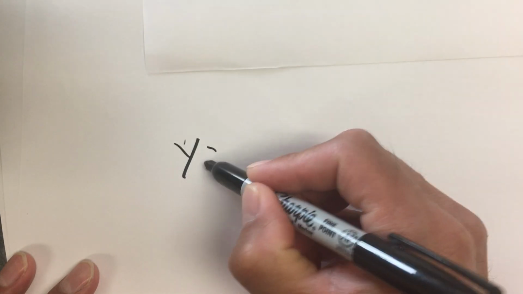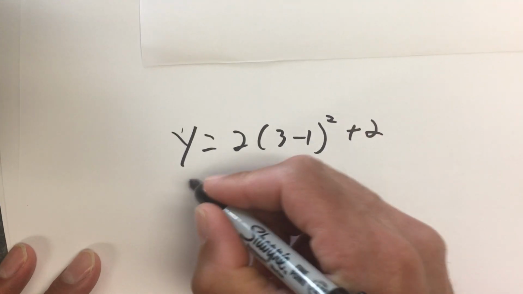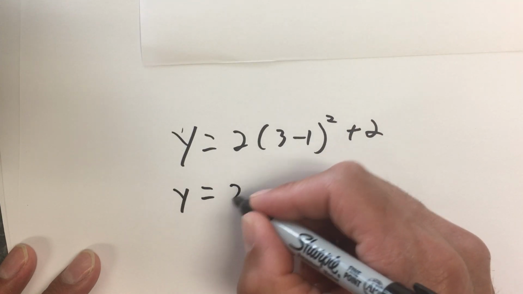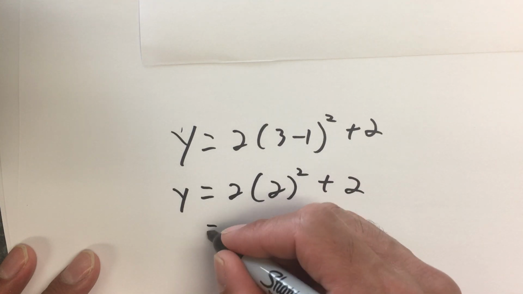So we're going to make x equal to 3. So y is equal to 2 times (3 minus 1) squared plus 2. So y is equal to 2 times 2 squared plus 2. 2 squared is 4.